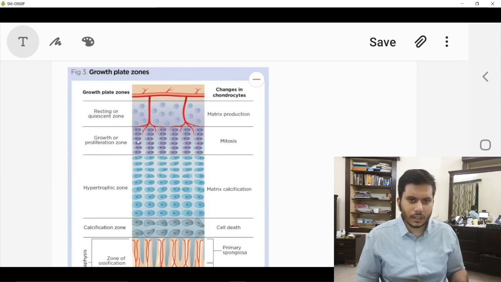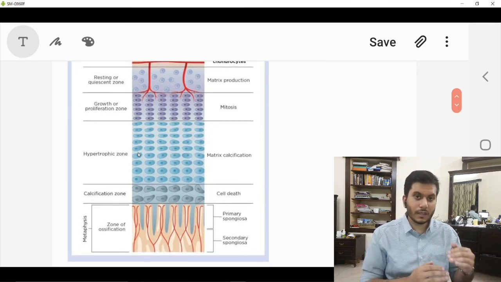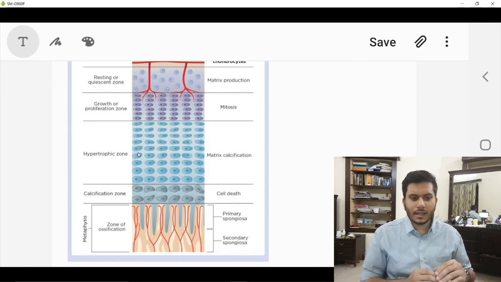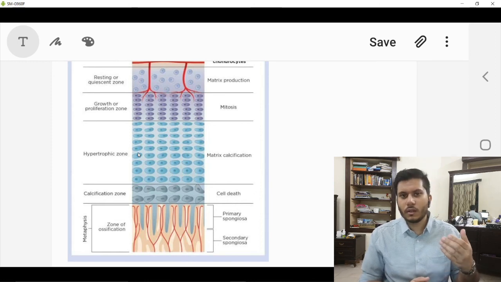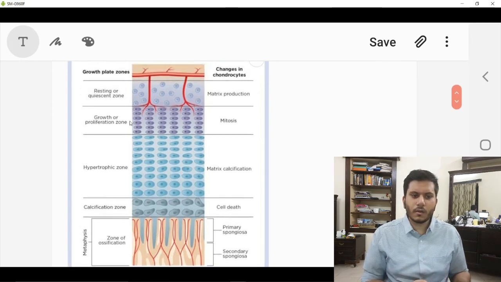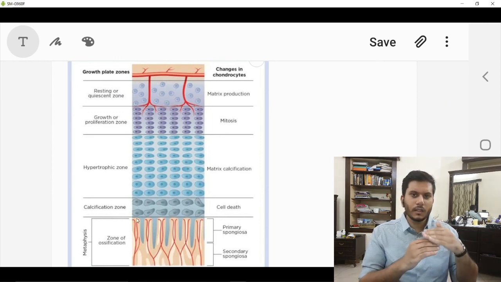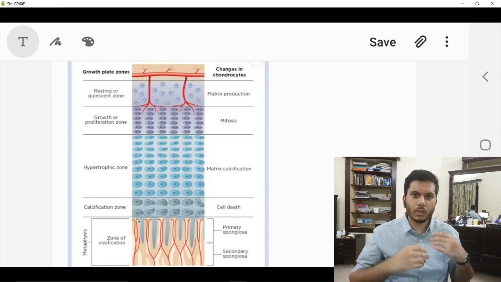These cells, after dividing a lot, will eventually go into the hypertrophic zone, and their matrix will get calcified, and eventually they'll come even closer to the metaphysis where there will be cell death. Okay, and this excessive calcification is eventually going to form your bone. The repeated process of cells being manufactured and being transferred eventually to the calcification zone will keep on adding newer and newer cells into the bone, and this will keep increasing the size of the bone longitudinally.